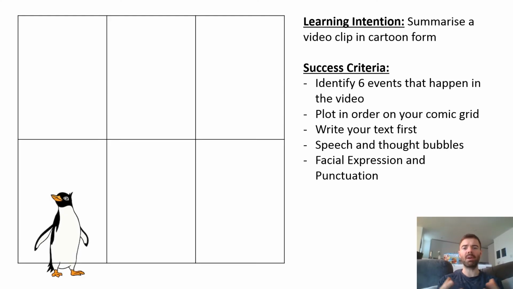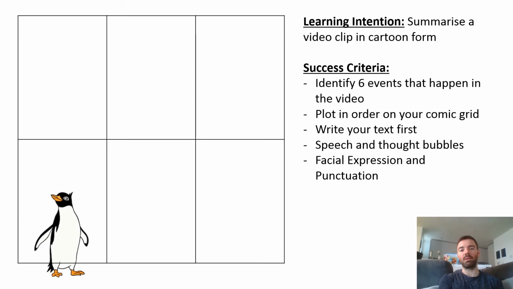So we're learning to summarize a video clip into cartoon form. And so what I'd like you to do is create a 6-box cartoon. I'll be honest, if you want to do it in 8 or 10 boxes, that's fine with me. But what I'm looking for you to do is identify the 6 key events that happen in that 2-minute video clip. Then I want you to plot them on your comic grid. And then you can start to write in your text.